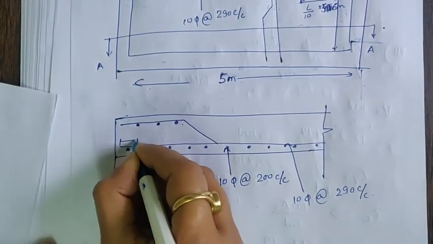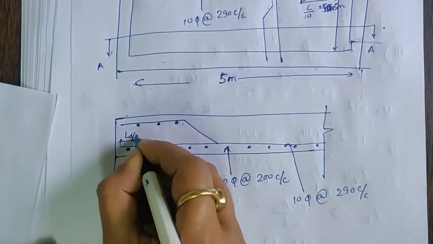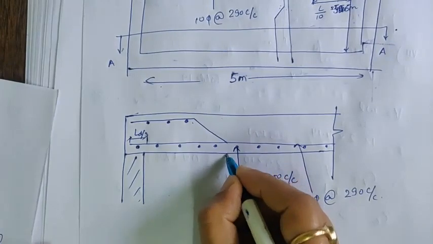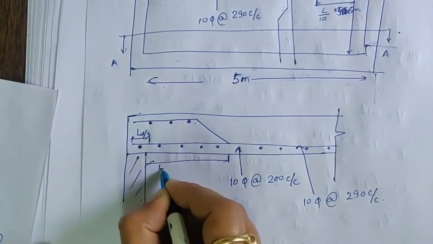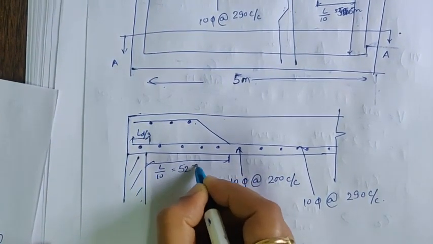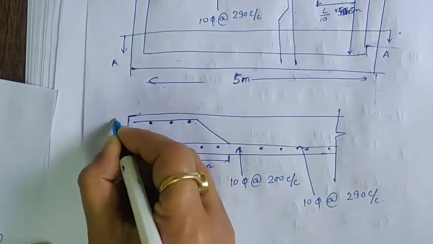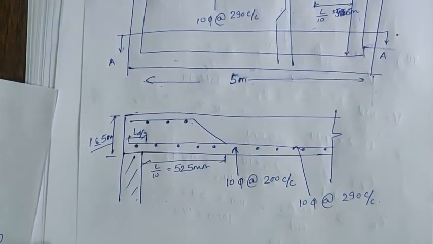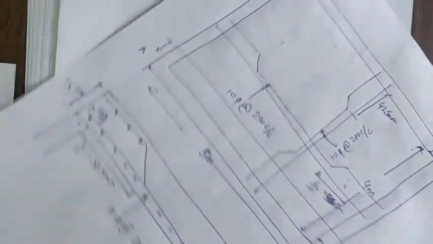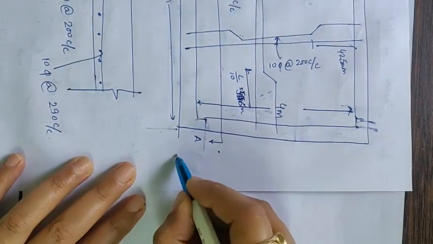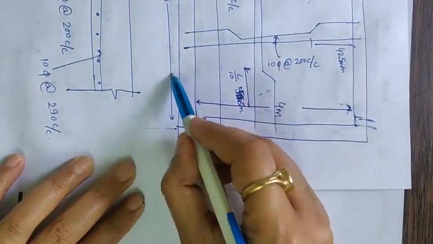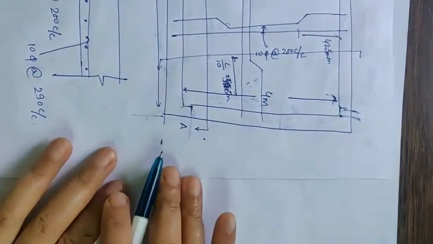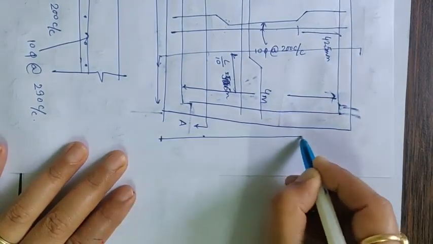and this goes into the support by Ld by 3. Okay, this is at a distance of L by 10, nearly 525 millimeters. This is overall depth, that is 165 millimeters. Clear? Now if I draw the section on this side, I make a cut here, I draw this section. I draw this section, so I am drawing the section here.